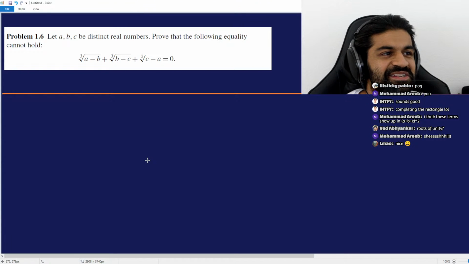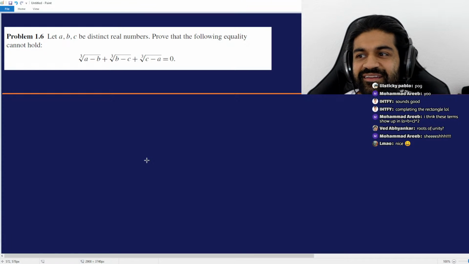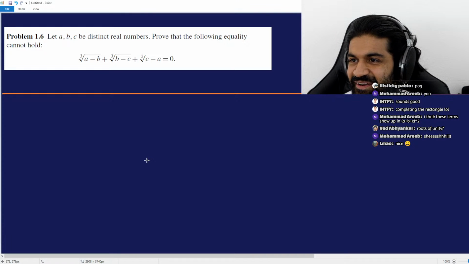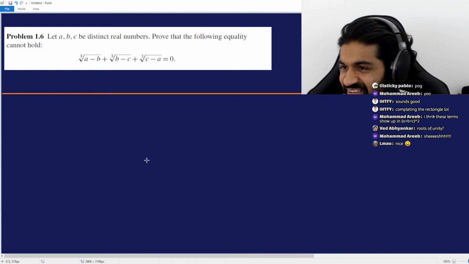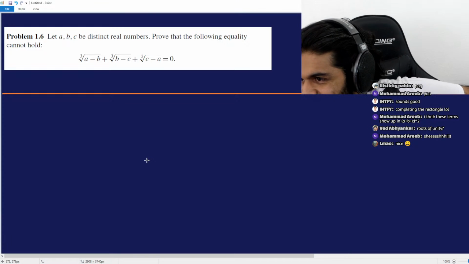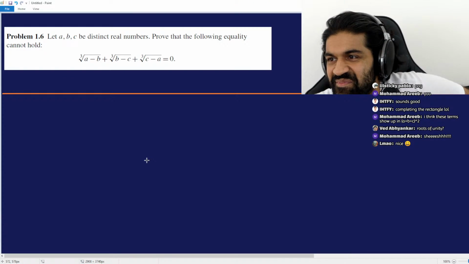A, B, and C are distinct real numbers. Prove that the following equality cannot hold. So how are we going to do this one? How are we going to show that the following equality cannot hold? I'm sure everyone's already thinking about it.